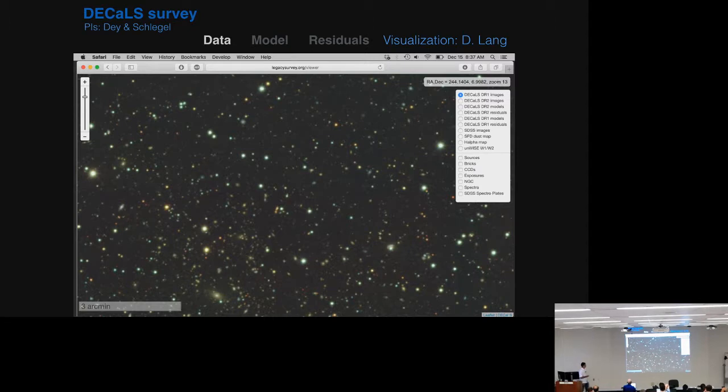Okay, so here is an astronomical image. It's coming from the DECaLS survey. The question to you here is: is this complex? And if so, where is the complexity? Take a minute to think about it.